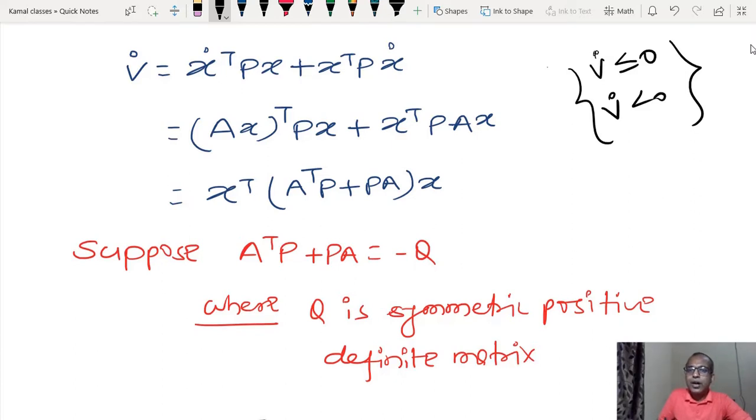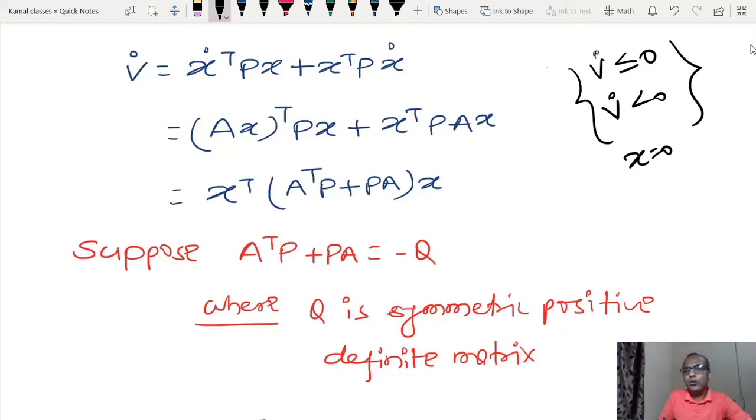Okay, now Sunidhi, could you please tell me: if x equal to 0 is the equilibrium point, and if the second condition is satisfied, V dot less than or equal to 0, is that local asymptotic stable or global asymptotic stable in the case of a linear system? It's global asymptotic stable.